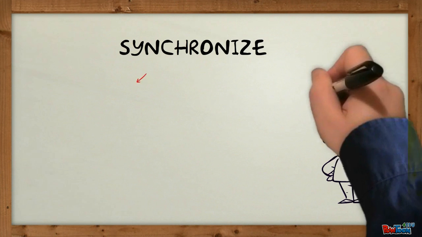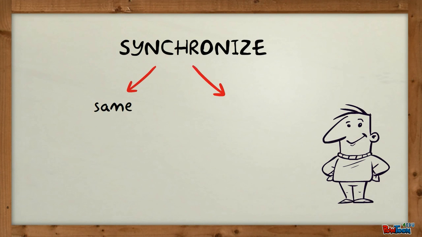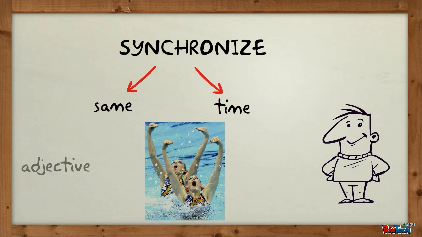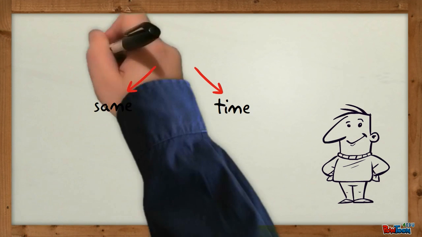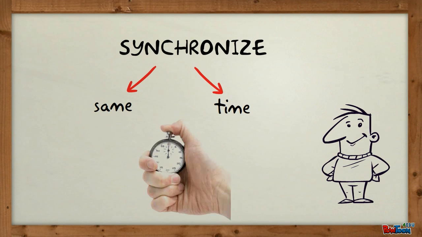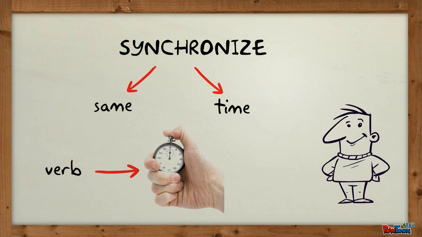Synchronize means to do something at the same time. Syn means same. Chrono means time. So something like synchronized swimming means people swimming together, doing the same thing at the same time. That's an adjective. But to synchronize your watches, like before a race, means to set watches at exactly the same time. And in this case, it's a verb.